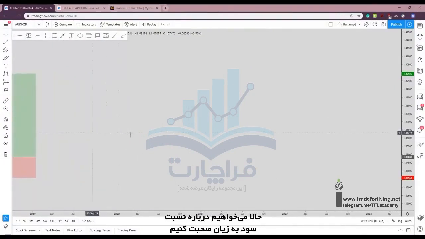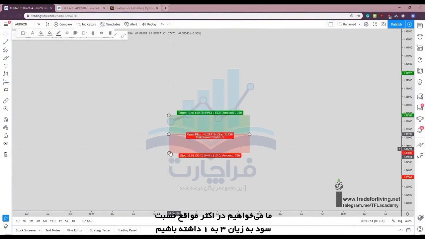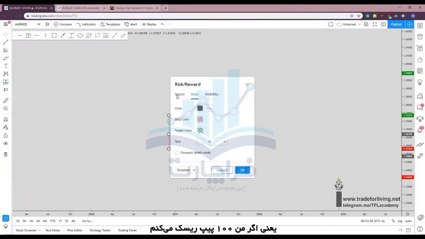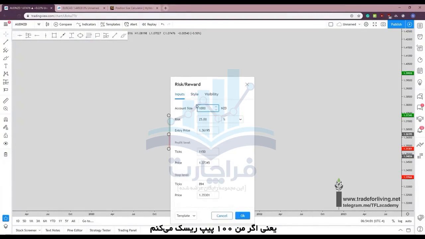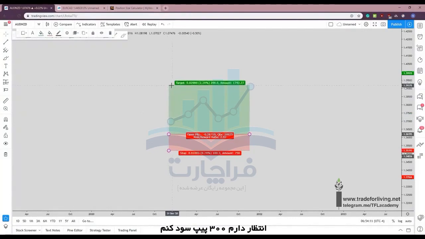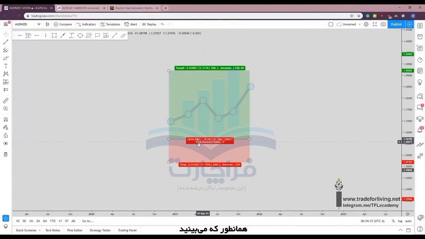Now let's speak about risk to reward. We want risk to reward generally to be at least 1 to 3. Now what do I mean by 1 to 3? Basically, if I'm risking 100 pips, I want to be able to make at least 300 pips. So basically a 1 to 3 risk to reward. As you can see, the risk to reward ratio is 1 to 3.